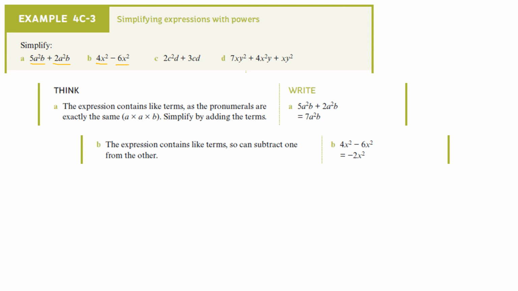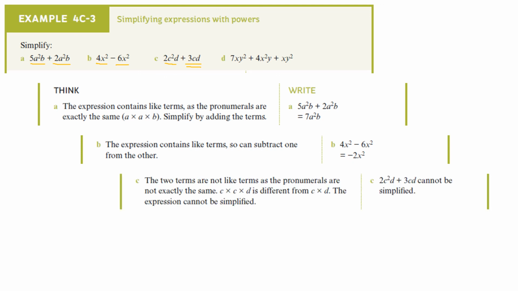Question C, 2c squared d plus 3cd. This c is squared, this c is not. So they are not like terms. They are different. We cannot simplify. It stays as it is.